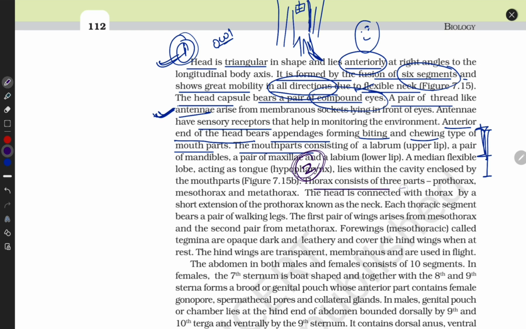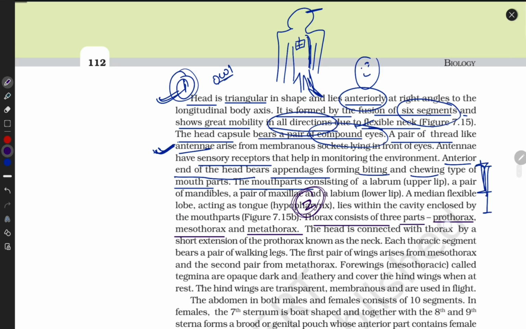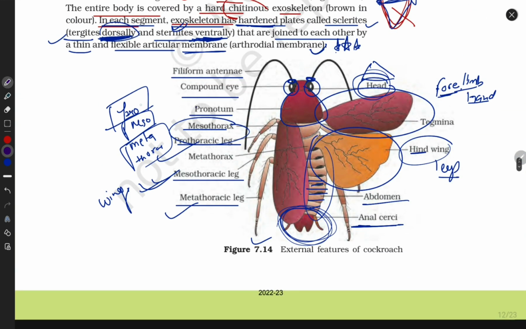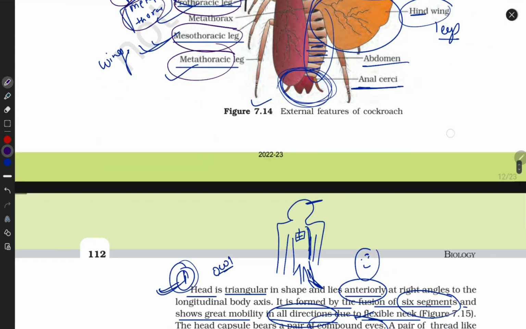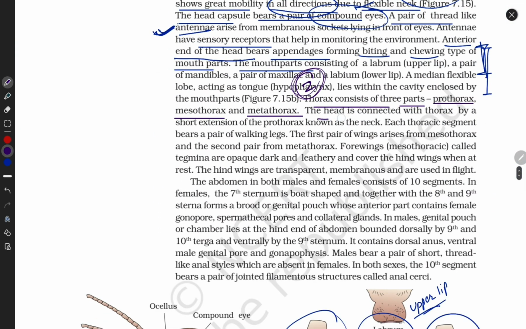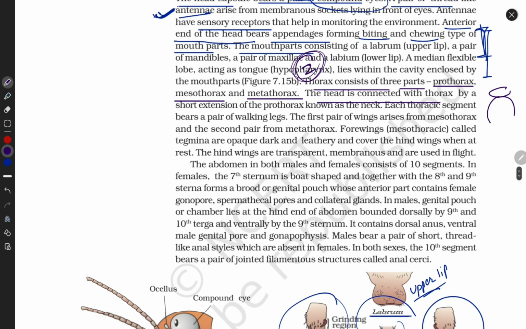Thorax consisting of 3 parts: prothorax, mesothorax, metathorax. I already told you. This is the prothorax, mesothorax, metathorax. Okay, the head is connected with the thorax. Okay guys, this is the head and this is the what? Thorax. So guys, prothorax is known as a neck. Okay, we understand. Prothorax, we can also call it a neck. So in your examination, tell me what is the name of the neck of the cockroach?